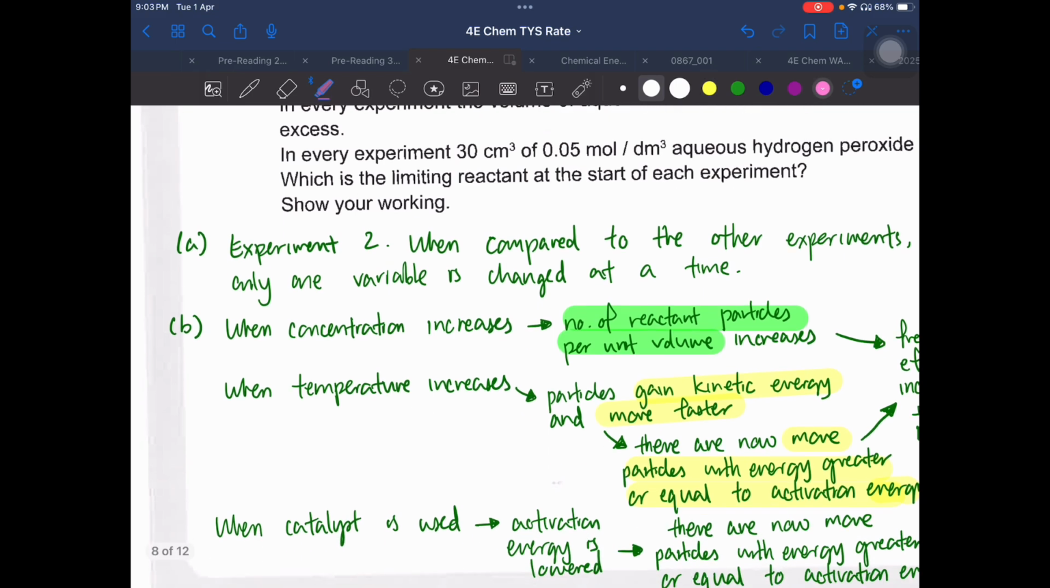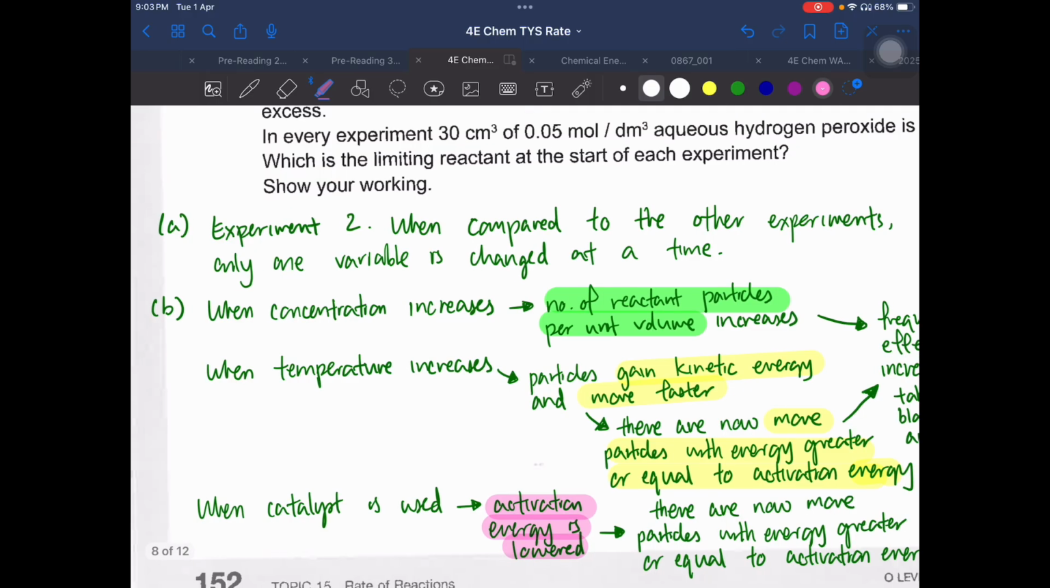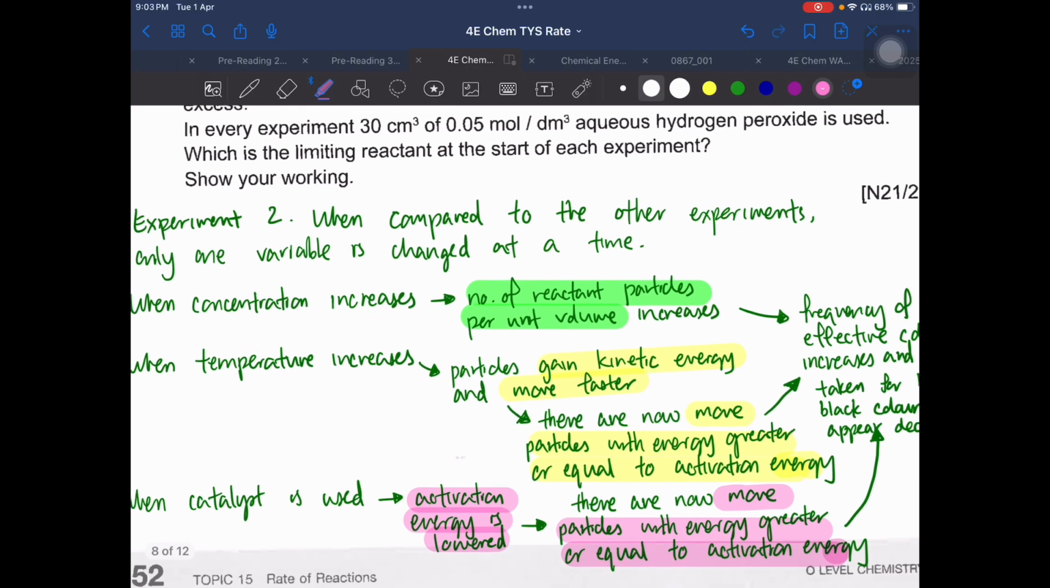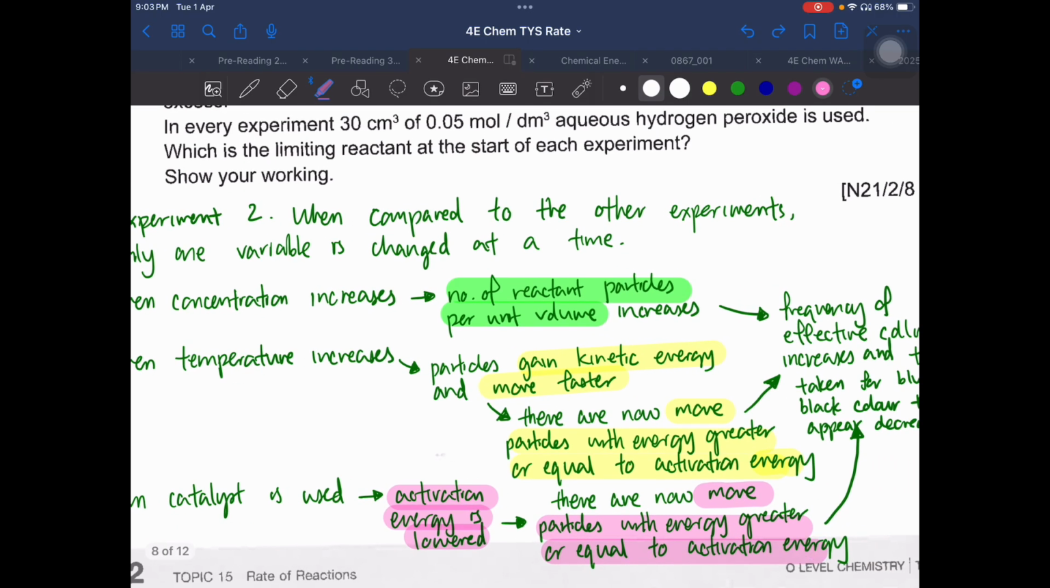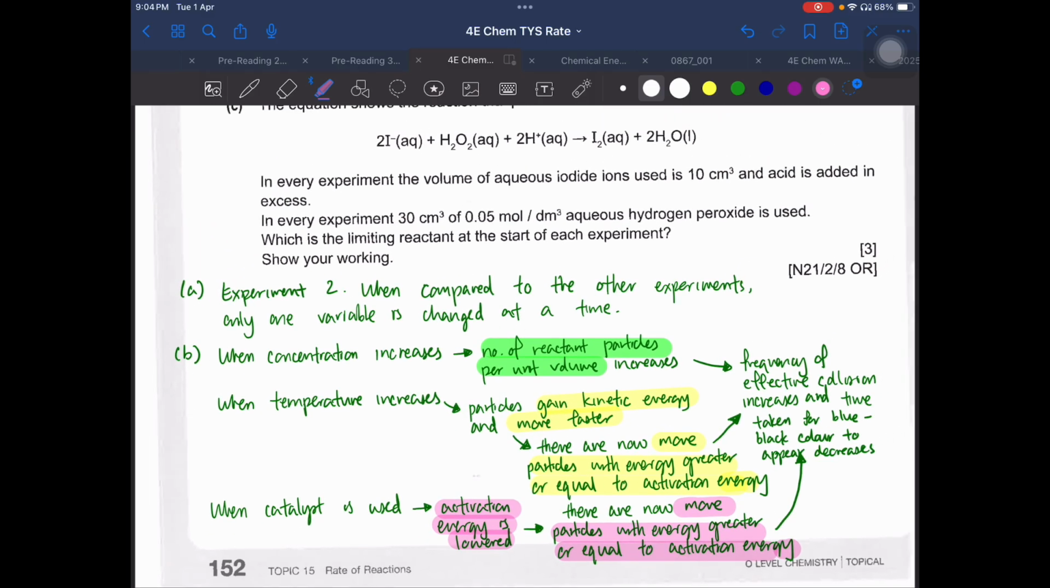And if you want to talk about catalysts, that's where you need to link to the fact that for catalysts, activation energy is lowered, and then there are now more particles with energy equal or greater than the activation energy. And then all these answers should link us back to our frequency of effective collision over here.